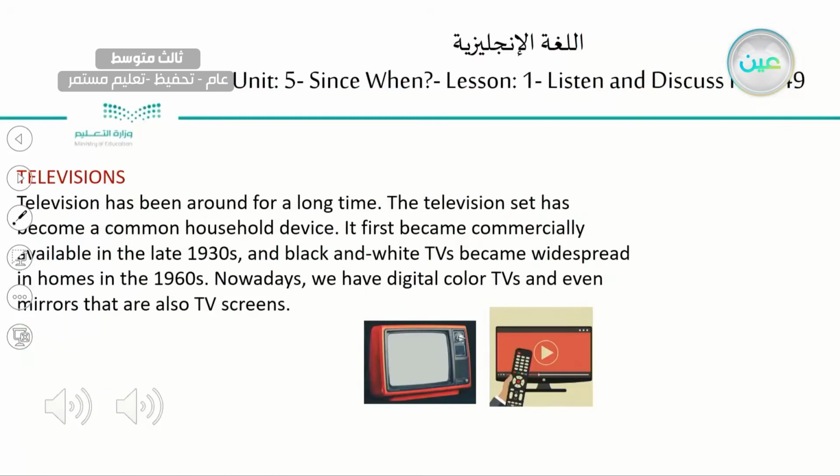Televisions. Television has been around for a long time. The television set has become a common household device. It first became commercially available in the late 1930s, and black and white TVs became widespread in homes in the 1960s. Nowadays, we have digital color TVs and even mirrors that are also TV screens.